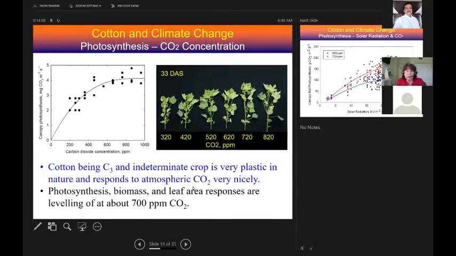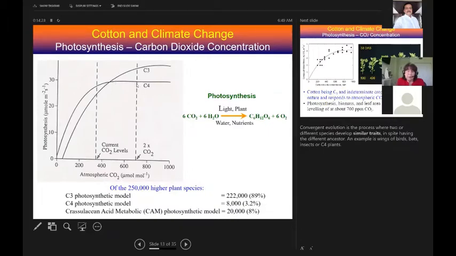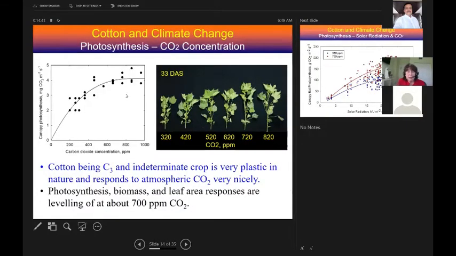Here are two examples. One of them is canopy photosynthesis, milligrams CO2 per meter square per second as a function of carbon dioxide. As you can see, compared to the previous slide, for C4 plants versus C3 plants, the crossover response is around 420, 430 ppm. But for C3 plants, photosynthesis increases with increase in CO2 up to 700 ppm. So cotton is almost similar to the majority of C3 plants. You can see that photosynthesis increases with the increase in CO2 up to 700 ppm.